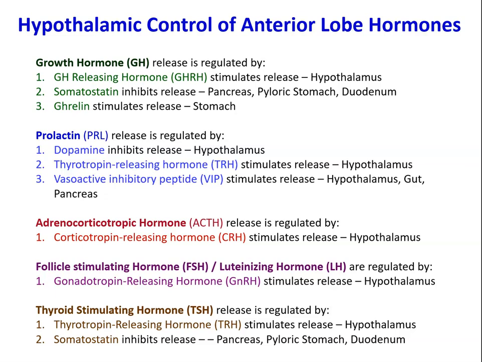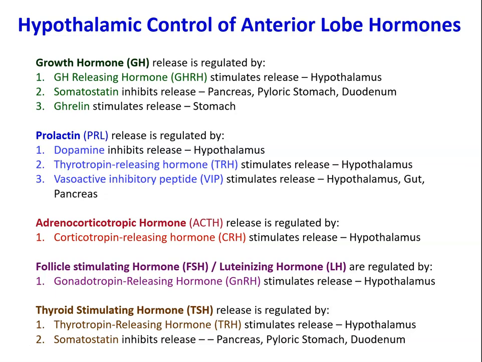So I said previously that the hypothalamus makes neurohormones that control the anterior lobe hormone release. So how does that work? So the release of growth hormone from the somatotropes is regulated by growth hormone releasing hormone from the hypothalamus. It's also inhibited by somatostatin, which is made in the pancreas, and by enteroendocrine cells in the pyloric stomach and duodenum. Ghrelin, which is made in the stomach, also stimulates the release of growth hormone.